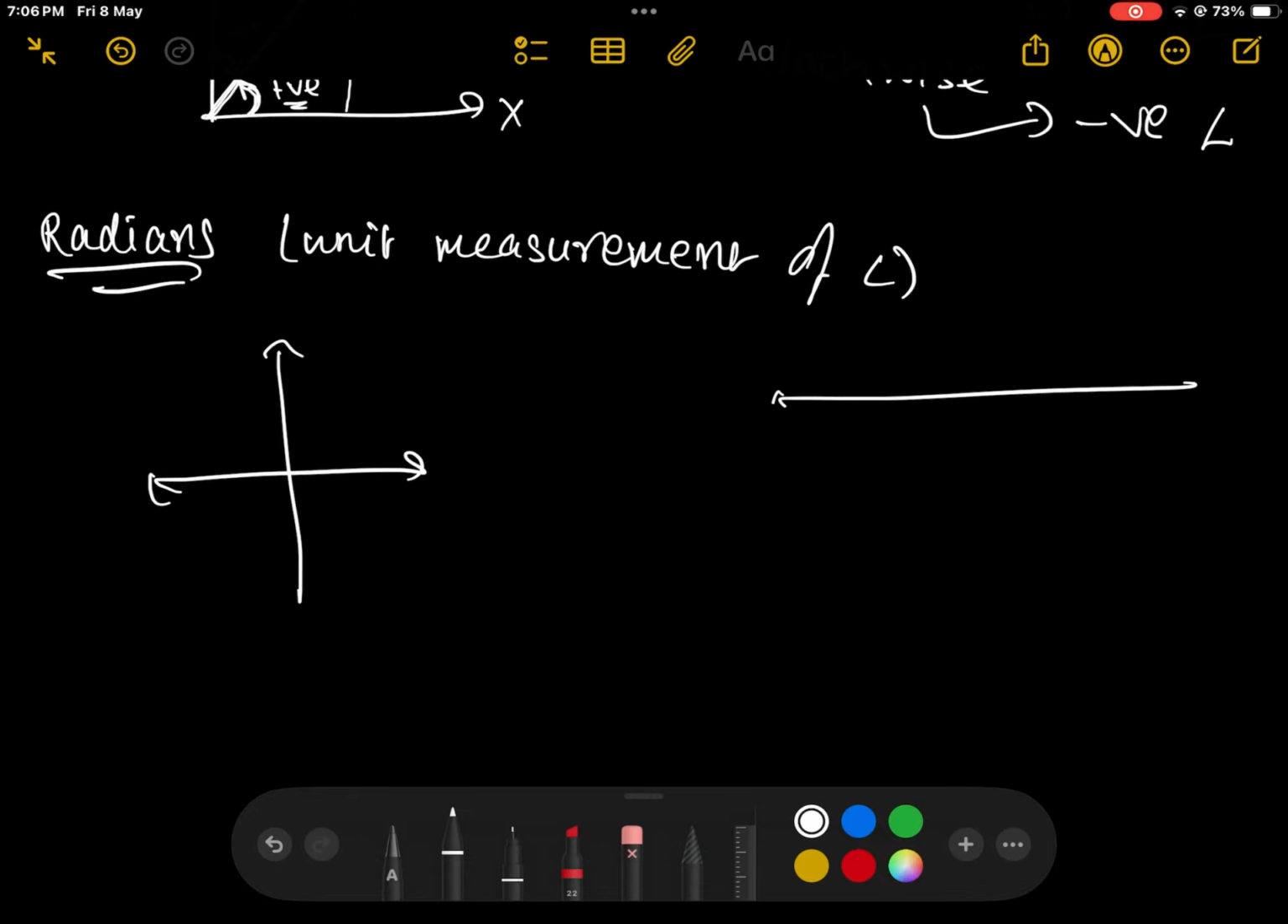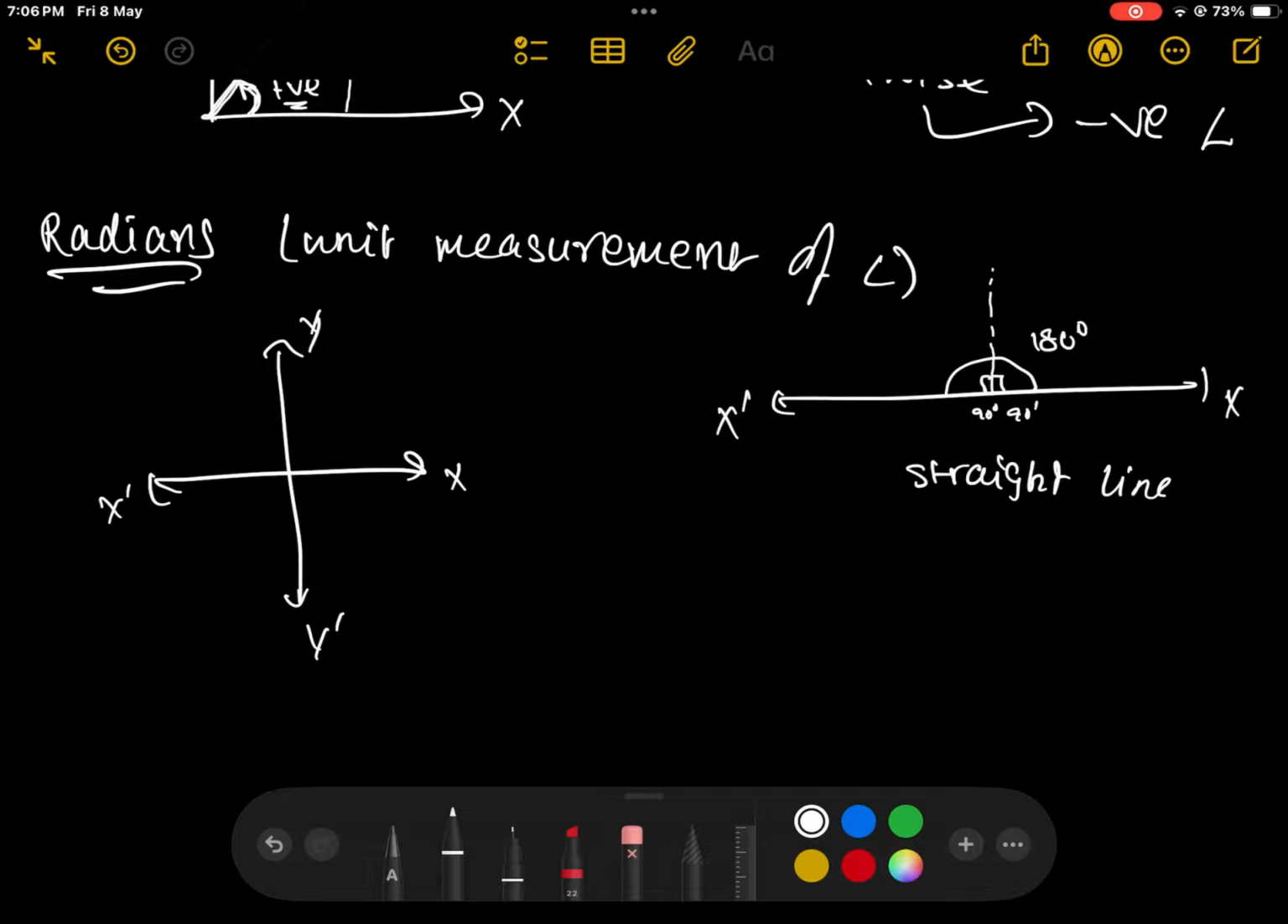Now here, radians are like the unit measurement of angles. So I'm going to take a graph. You see x dash, it's a straight line, so the total angle is going to be 180 degrees, and when we draw y it's going to be 90 and 90, because y is perpendicular to x dash. So I'm going to take that as 1.